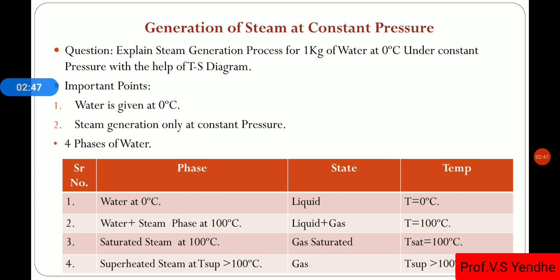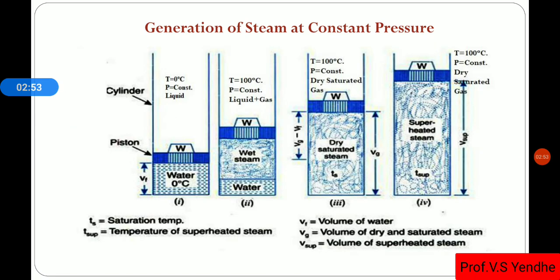Okay, so to understand this generation of steam at constant pressure, let us see this setup. Let us see the example of a piston cylinder arrangement, with water filled at 0 degree Celsius inside the cylinder. To keep the pressure constant, weight is added over the piston. What we have to do in this case is heat that cylinder by using a burner.